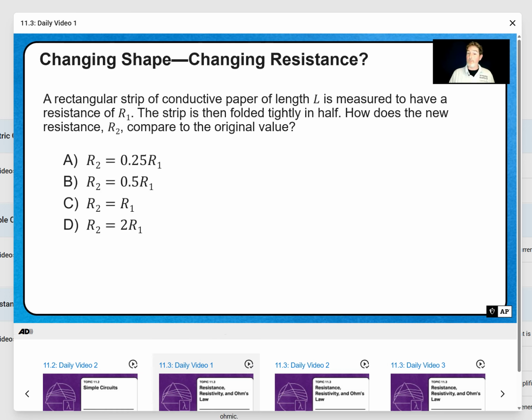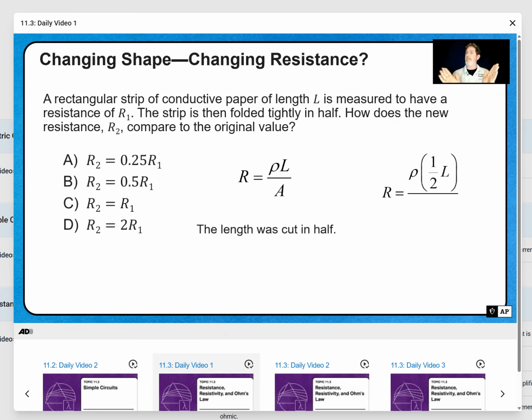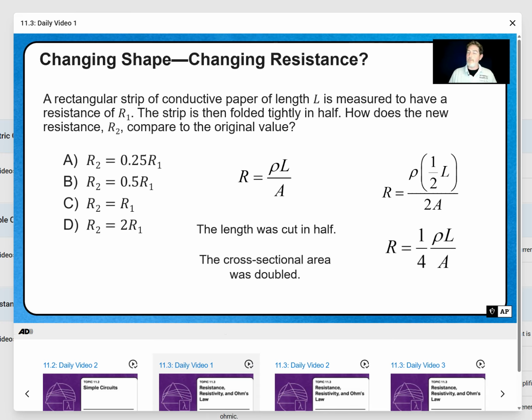Going through this, we know that resistance is equal to resistivity times length over area. Well, first thing we did was we cut the length in half because we folded that paper in half. So we have 1/2 L. But by doing so, we've also doubled the area, because now we have two pieces sandwiched on top of each other, so it's twice as thick. So we've doubled the area, and we cut the length in half. So we end up with 1/4 of rho L over A. So the correct answer then would be R2 is 0.25 of R1.